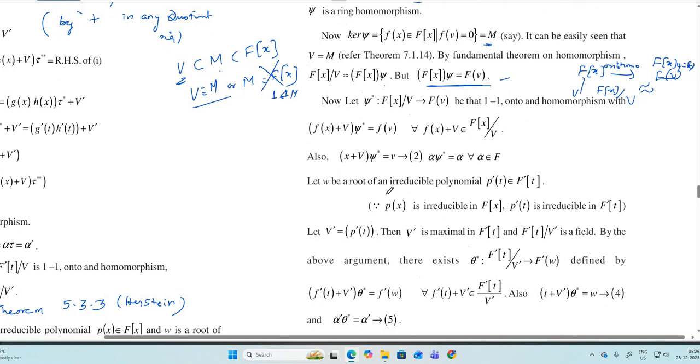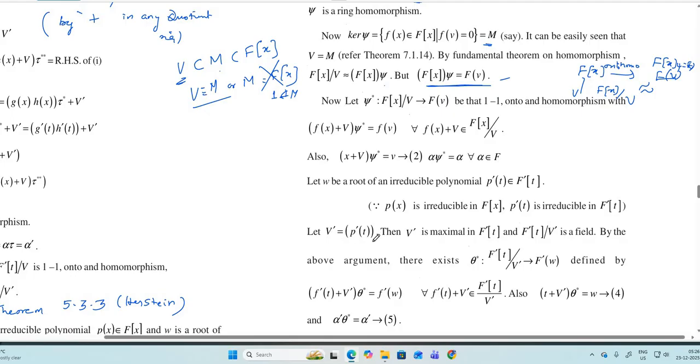Now let w be a root of an irreducible polynomial p dash of t in f dash of t. Because p of x is irreducible, we proved in one of the propositions that this is also irreducible. And again the same procedure: what we did for v, we are going to do for v prime.